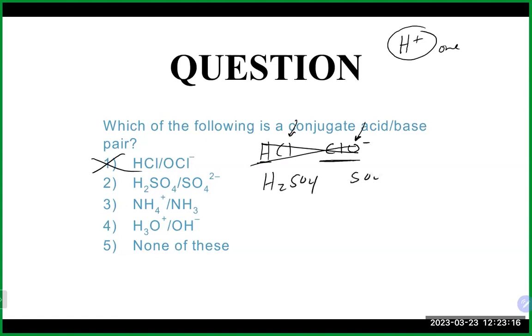H2SO4 and SO4 2 minus, are those guys pairs? The answer is no, they are not pairs, because the difference between this guy and this guy is 2 H pluses, too many. It could only be one H plus, and that's the only difference. So those guys are related to each other, but they are not related to each other in terms of it being an acid conjugate base pair.